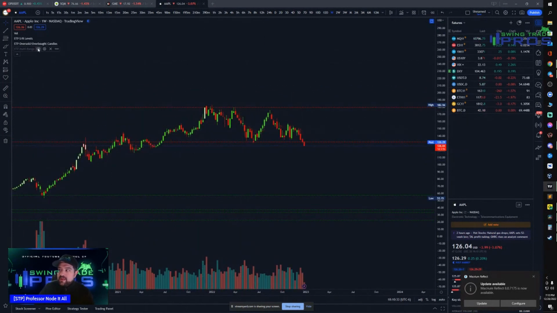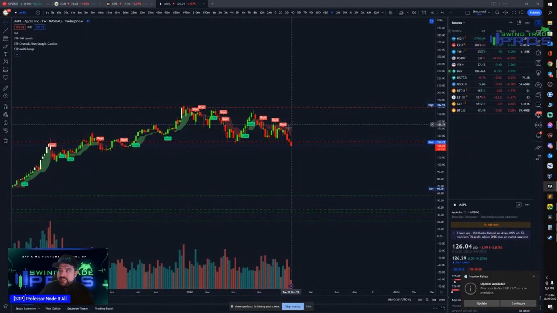The multi-range indicator here is not released just yet, but we are working to release this soon. So make sure you guys stay tuned.